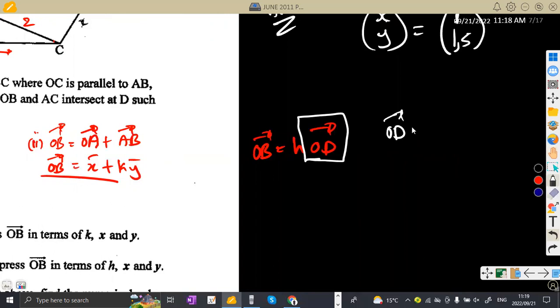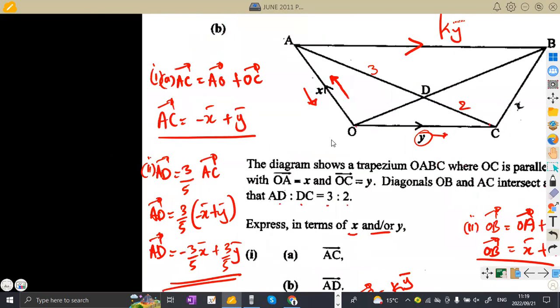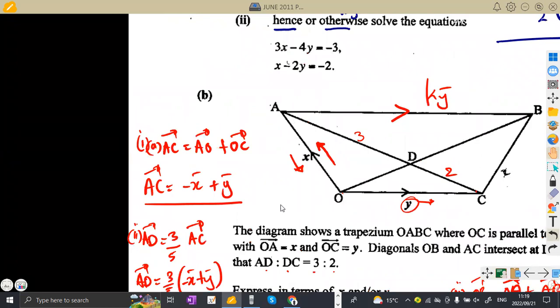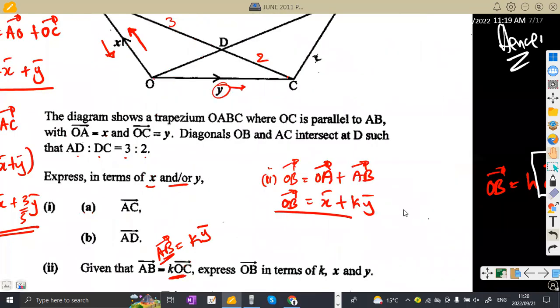So we said OD is equal to OA plus AD. From O to A, as we saw from our diagram, guys, OA was vector X. So OD is vector X plus AD. AD is the one that we calculated: minus 3 over 5 X and 3 over 5 Y.